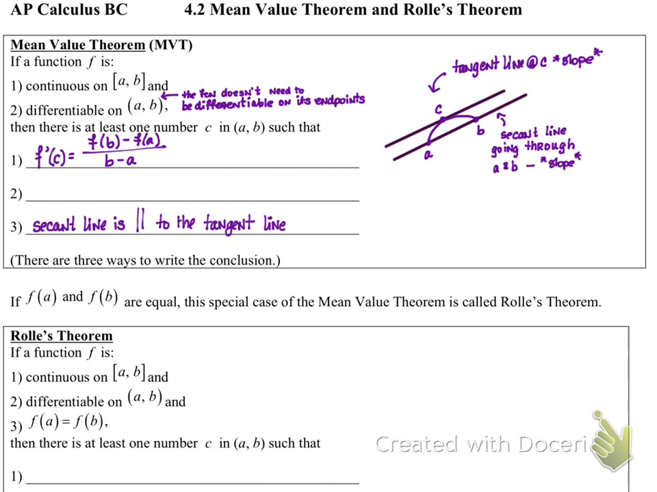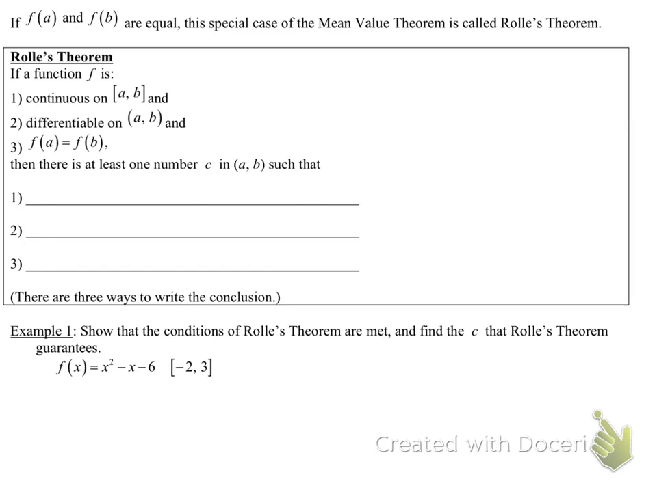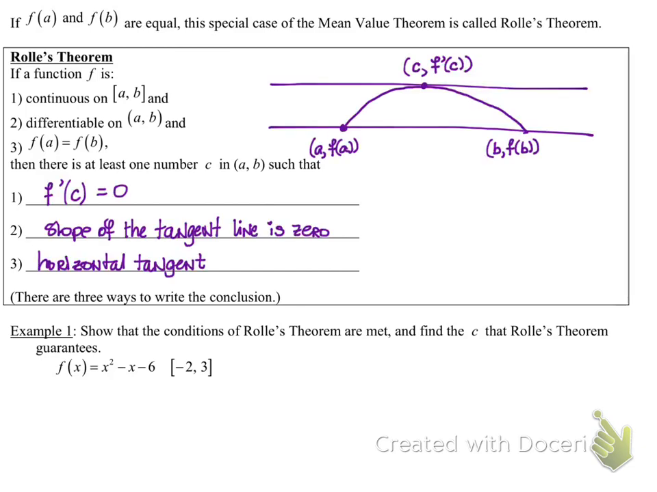Equally important, if f of a and f of b, the y values at a and b, are equal, this is a special case of the mean value theorem called Rolle's theorem. So again, Rolle's theorem is just the mean value theorem. It's a special case of the mean value theorem. And it's important that you understand this because there's nothing new to see here except for the name Rolle.